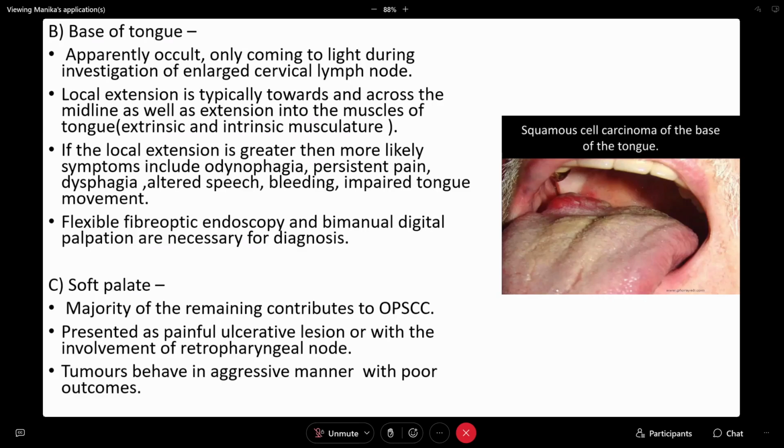Coming to the soft palate, the majority of the soft palate tumors are in the oral cavity, and the remaining ones contribute to the OPSC. The tumors present as a painful ulcerative lesion or with the involvement of the retropharyngeal node. Tumors behave in an aggressive manner with poor outcomes.